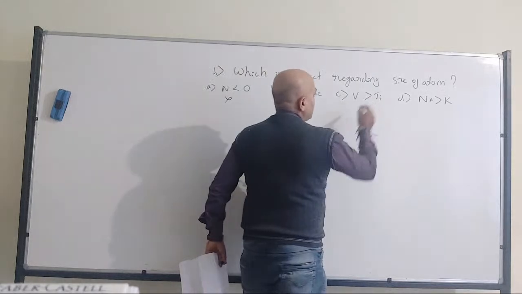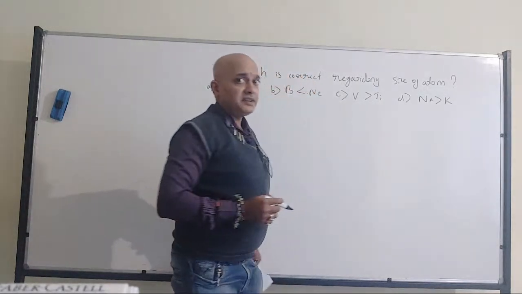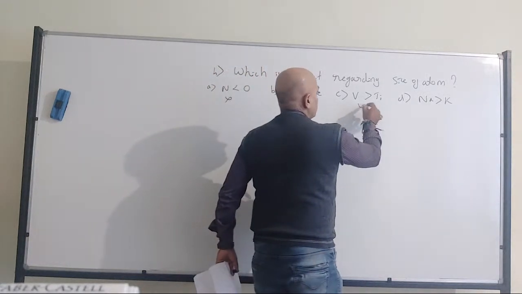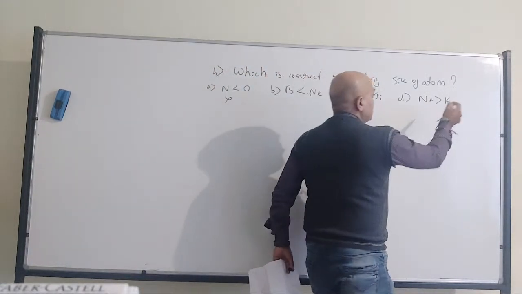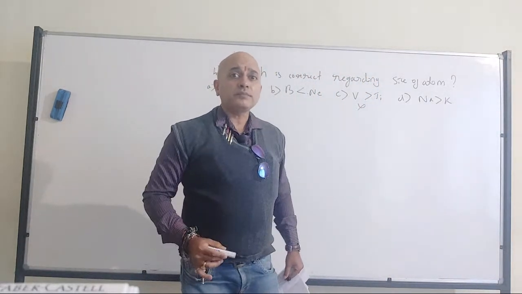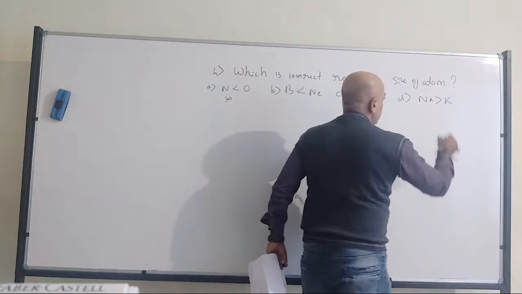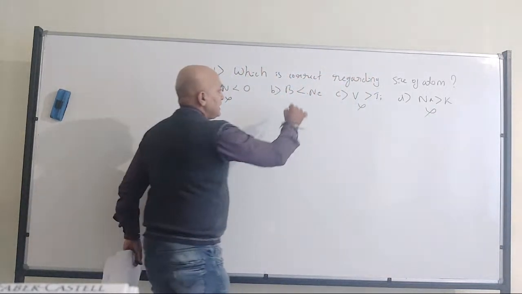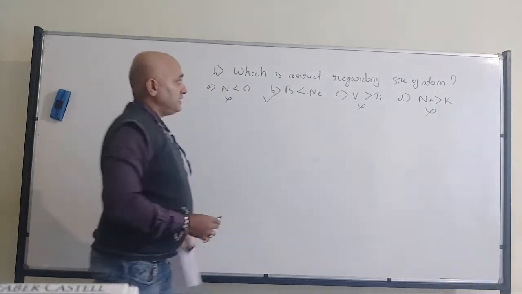So vanadium and titanium, right? Titanium should be greater than vanadium. So this is also wrong. Sodium greater than potassium? No, because potassium is down the sodium in the group, and down the group atomic size is going to increase. This is also wrong. Only correct answer is option B.